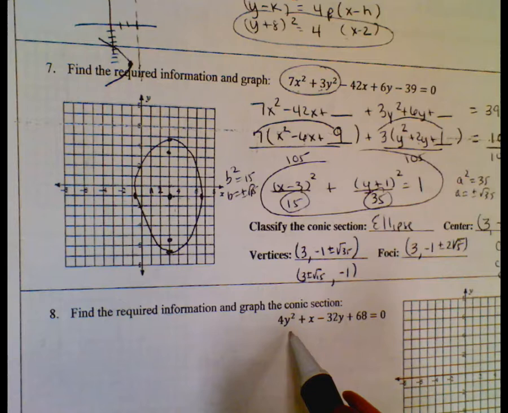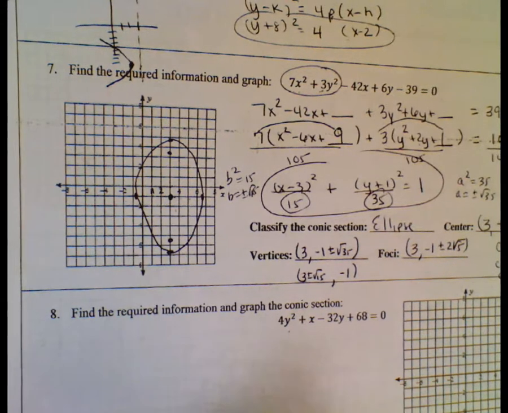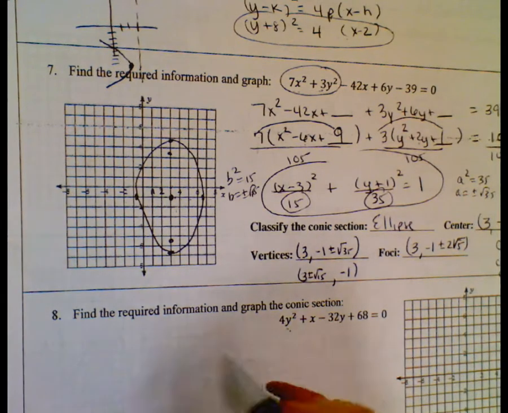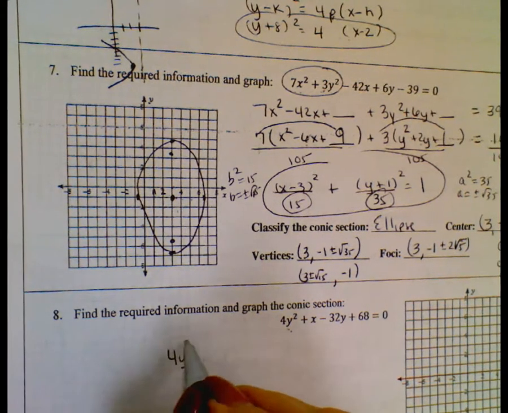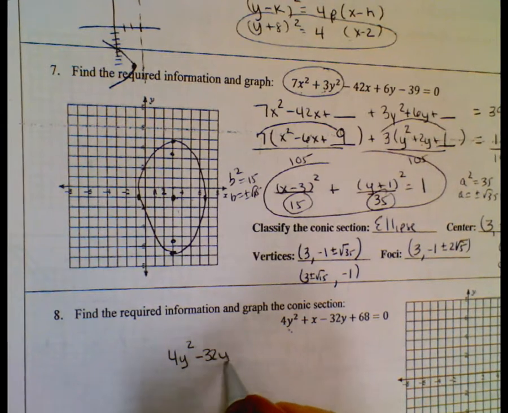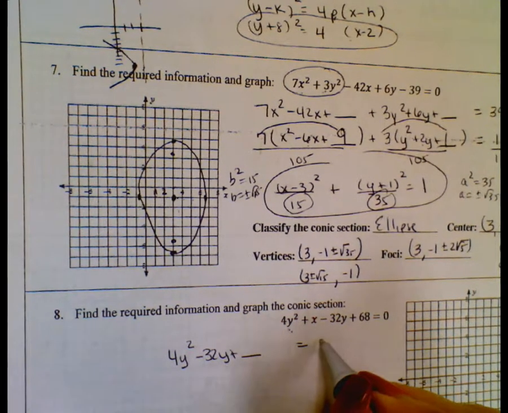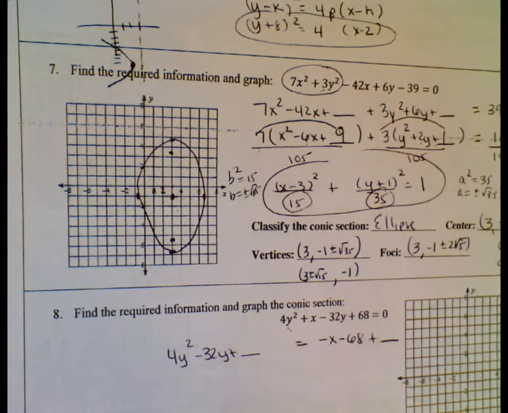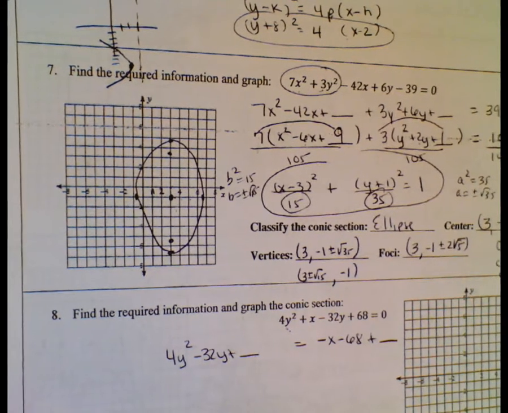Number 8. Hopefully this one's better. First of all, this is a parabola because only one term is squared. And it's going to open left or right because the term that's squared is y. So this is going to be a left or right, and we're going to just figure that out after we complete the square. So let's keep our y terms on this side and put anything that doesn't contain a y on the other side. So subtract x and subtract 68 to the other side.